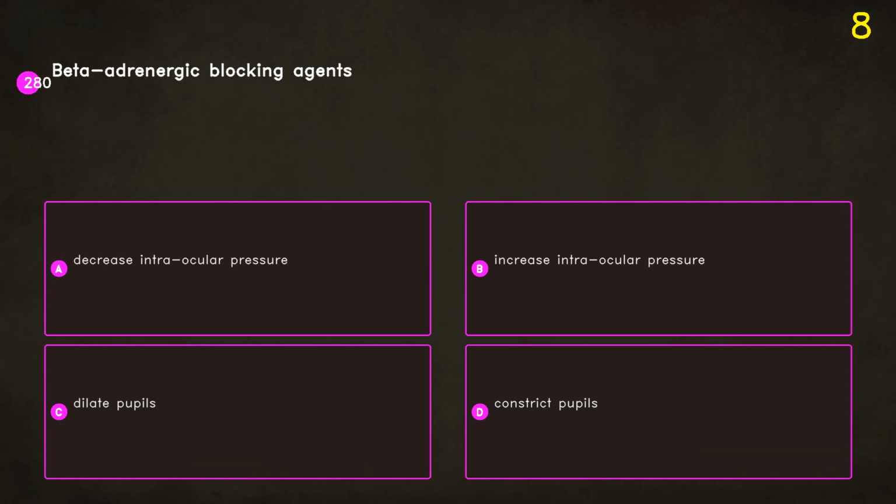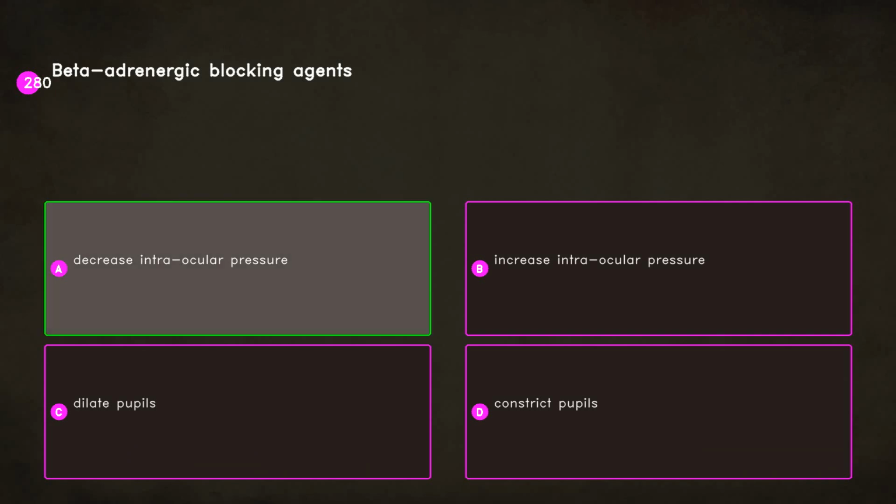Question 280. Beta-adrenergic blocking agents A. Decrease intraocular pressure. B. Increase intraocular pressure. C. Dilate pupils. D. Constrict pupils. The correct answer is decrease intraocular pressure.